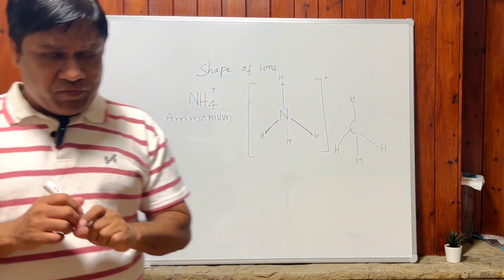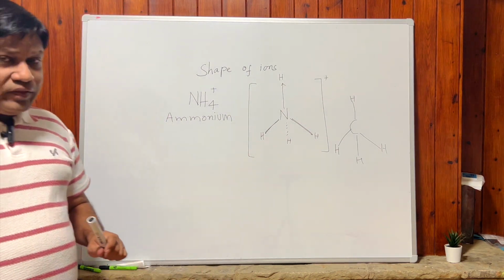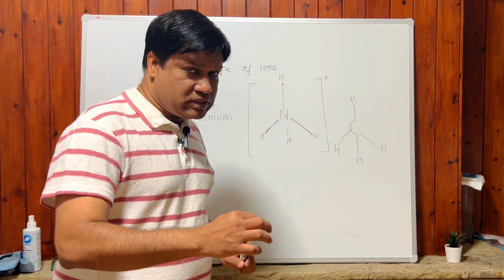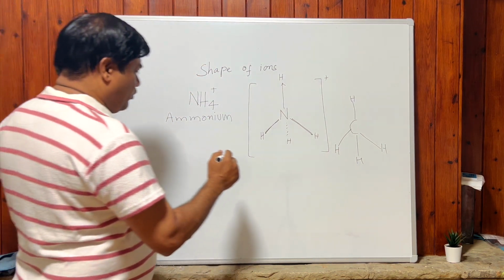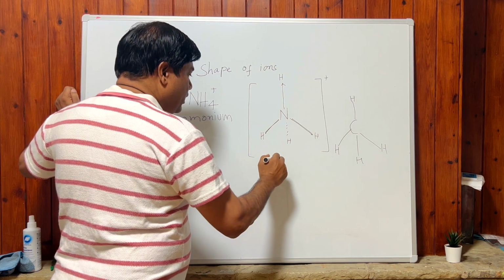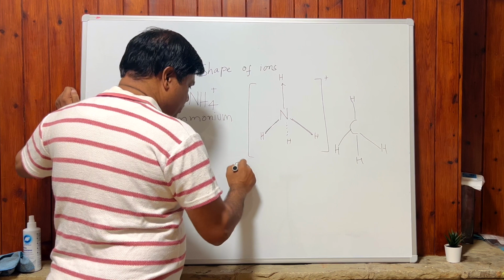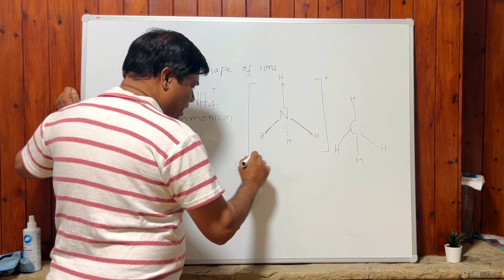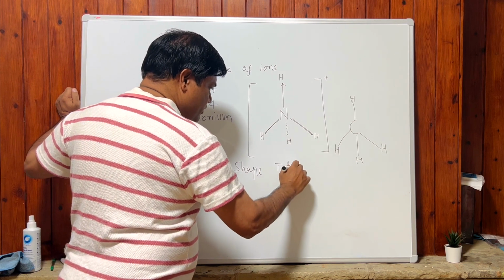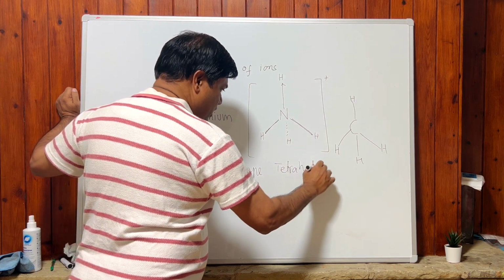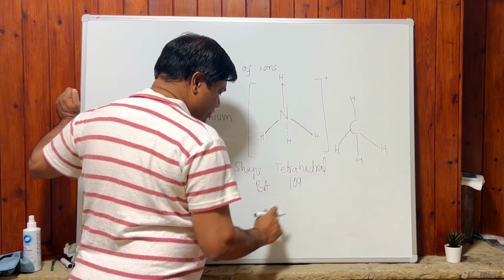I told you, if a central atom has 4 bonded pairs of electrons and no lone pair, then the shape of the molecule is, any idea? Tetrahedral. And what is the bond angle? 109.5. The shape is the same as the methane molecule, tetrahedral, and the bond angle is 109.5.